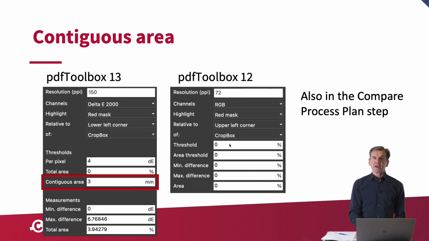In pdfToolbox 12, we had two thresholds. The per pixel threshold in percent, so how much of a difference between pixel 1 in the one PDF and pixel 2 in the other is allowed, and then the total area on that page, so how much area on a page may be different without creating a hit. In pdfToolbox 13, there is a third threshold, and that allows you contiguous pixels, contiguous area.